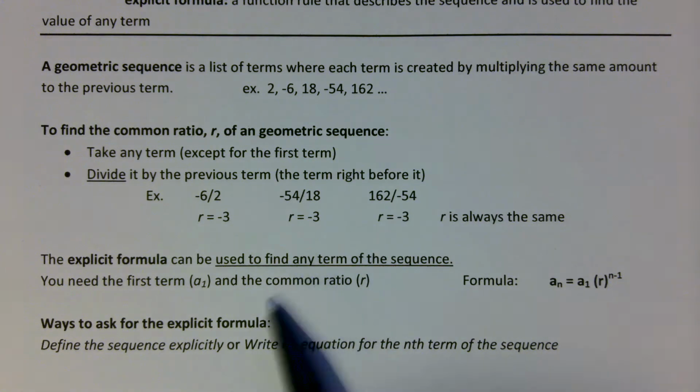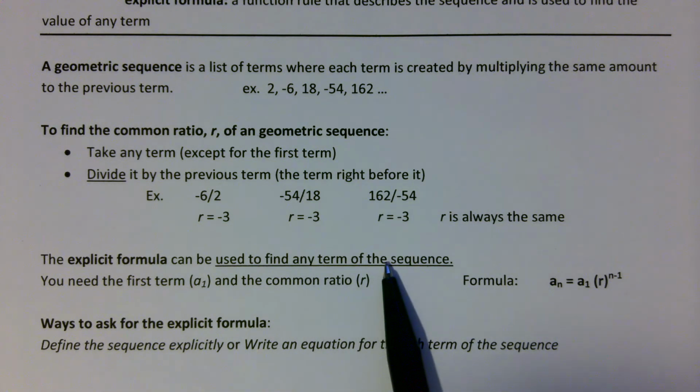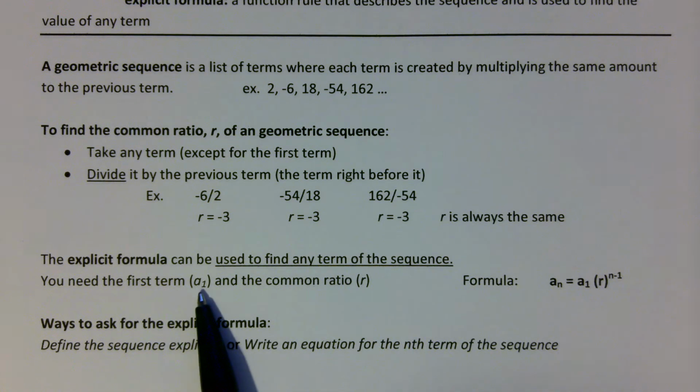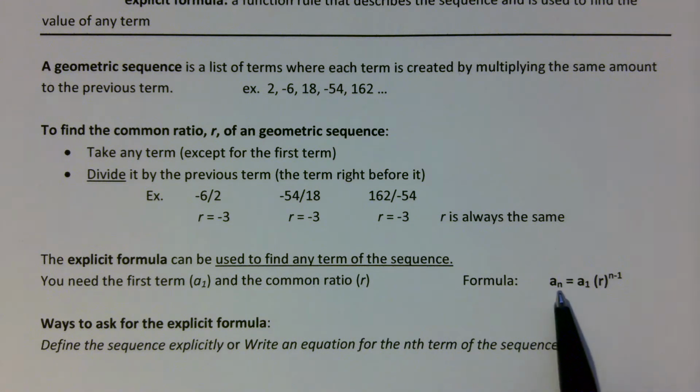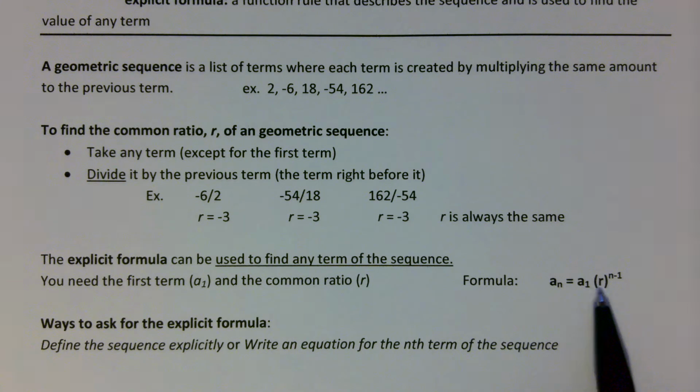An explicit formula can be used to find any term of the sequence. All we need for the explicit formula is the first term, a sub 1, and the common ratio, r. Our formula to find any term is: we take our first term and multiply it by the common ratio raised to the n-1 power. And n is your place number, your position number.